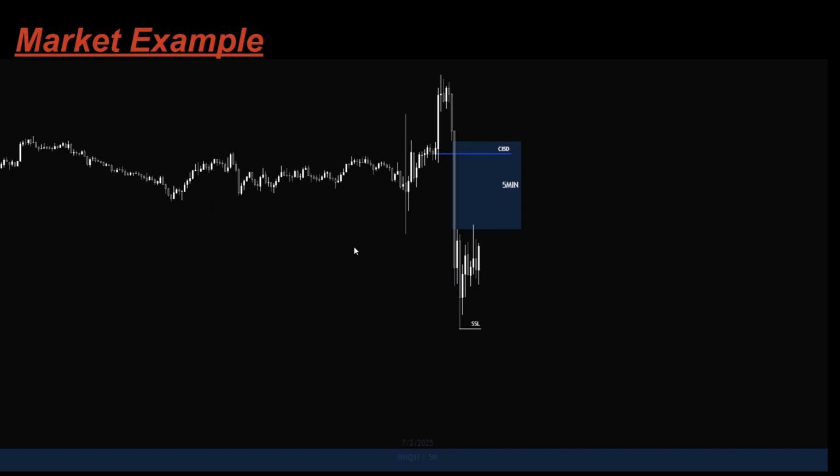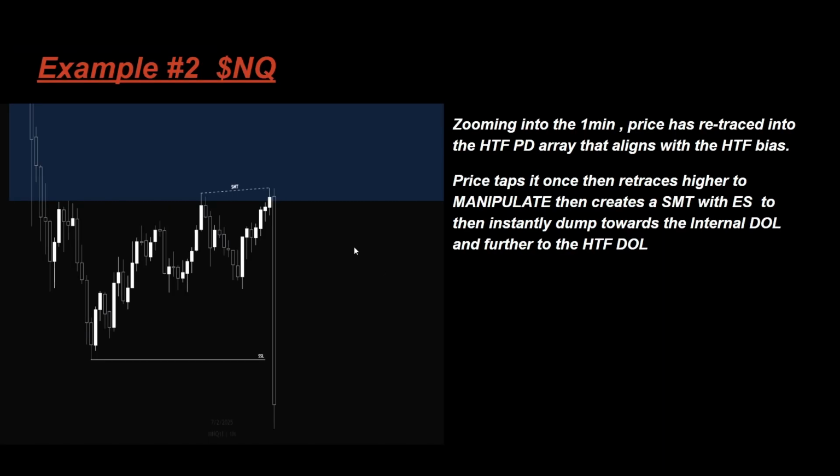So this is what I'd be looking for. Zooming in, this is NQ, by the way. Zooming into the 1 minute, price retraced into the higher time frame PD array, and I mean the 5-minute bearish fair value gap, that aligns with our higher time frame bias. You guys remember what I said my higher time frame bias was? It was that unmitigated fair value gap, right?